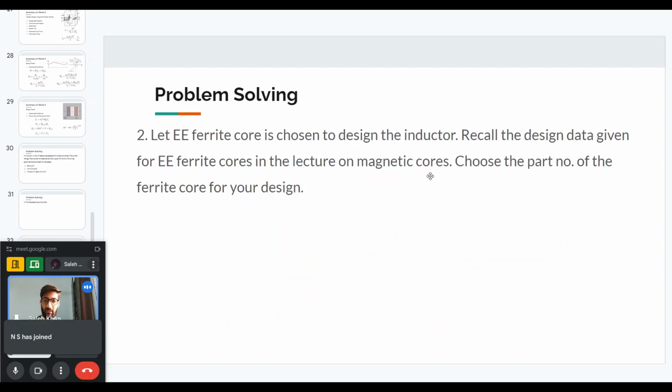Next, we are told that we have to choose an EE ferrite core. The data was given in the lectures. You have to choose the part number based on the area product.